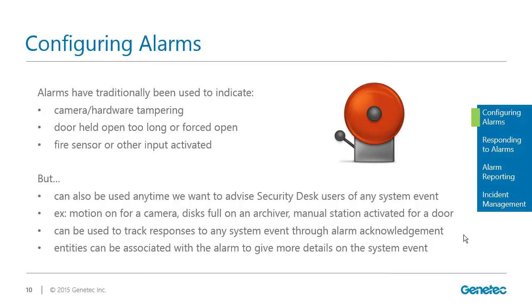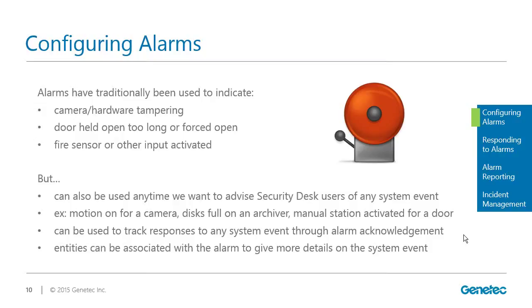Also, for instance, if we have any kind of system event on an archiver, such as disk full, we can get an alarm, and that means we know we need to notify somebody to go take a look at that before it becomes a serious issue.